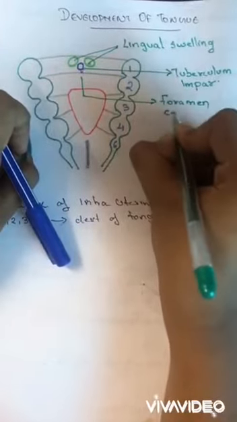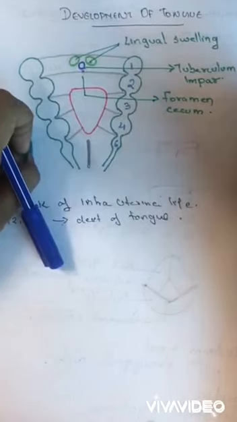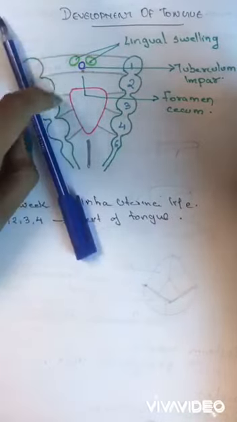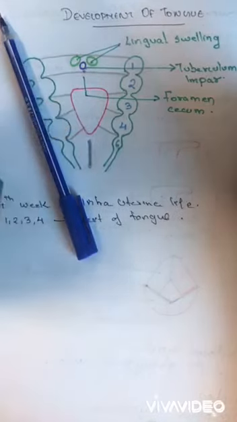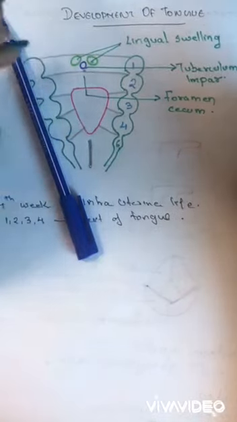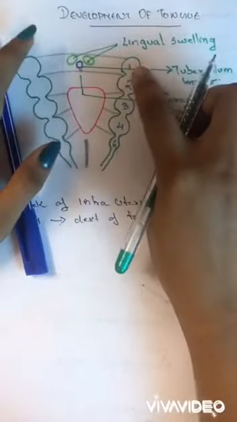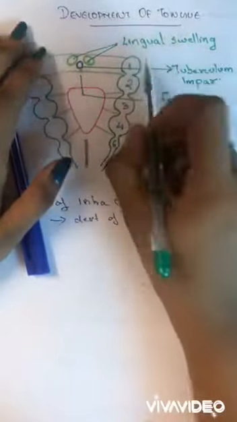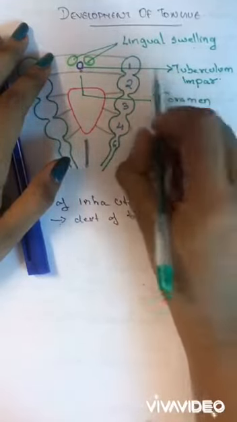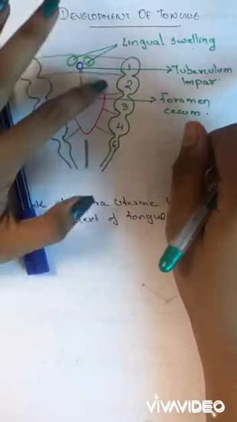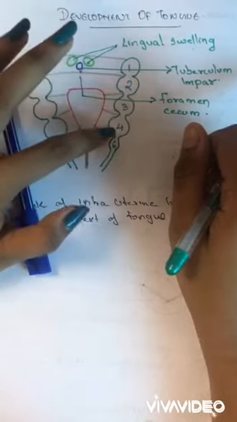We will study the foramen cecum in detail in the thyroid section, because from here there is a downward growth of tissue, that is the thyroglossal duct, from which further development of the thyroid takes place. Now, that's all about the first pharyngeal arch. First pharyngeal arch gives us the lingual swelling, tuberculum impar, and we could also see the foramen cecum.